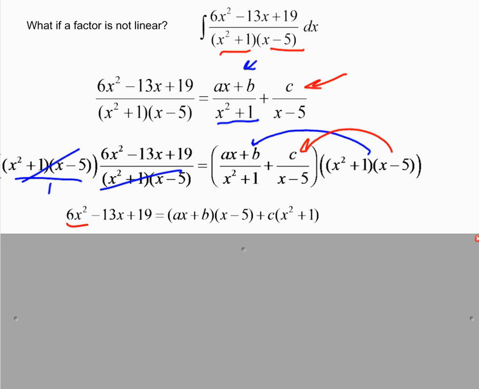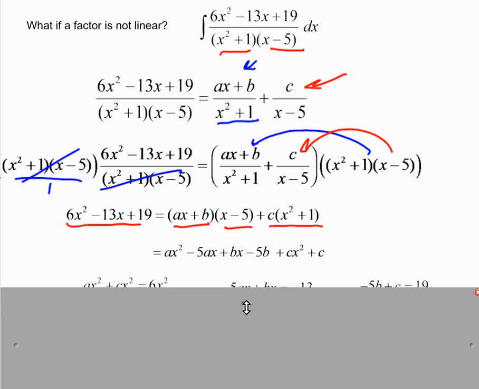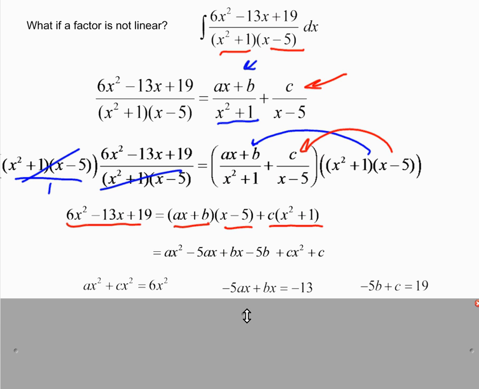We have the numerator on the left. We have that (Ax + B) times (x minus 5). And we have the C times that. Go ahead and multiply out what's on the right. And then we have to match up what's on the right with what's on the left. So again, we do it by like terms. 6x squared is going to match up with Ax squared and Cx squared right there.